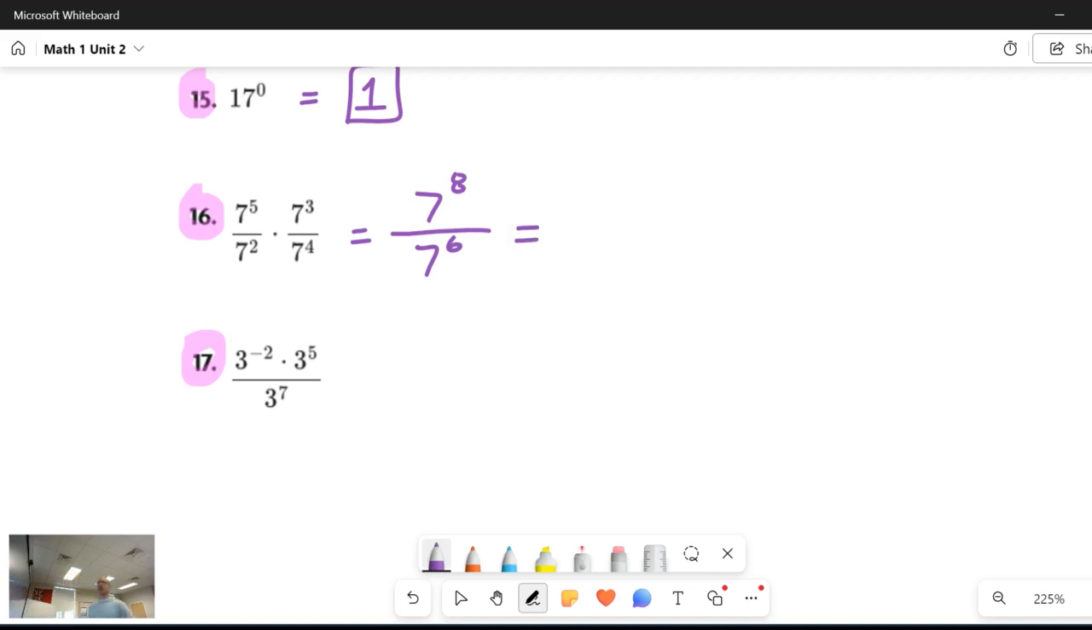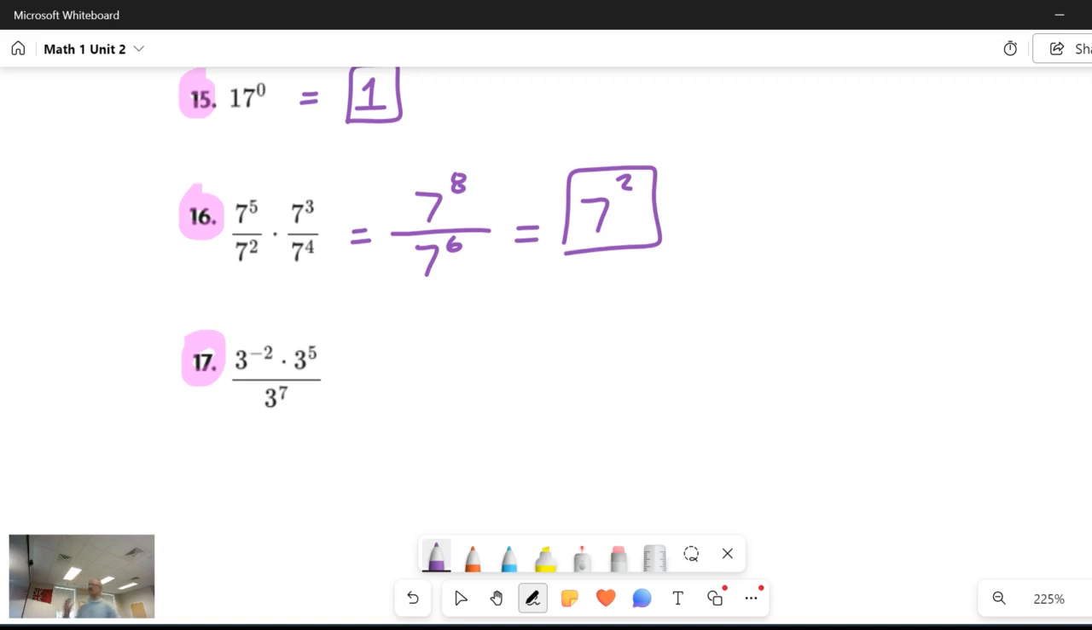Well, this is great, but now we still have two exponents here with the same base. So we're going to now do the subtraction. 7 to the 8th all over 7 to the 6th is just going to be 7 to the 2nd over 1, but we don't need to write that.